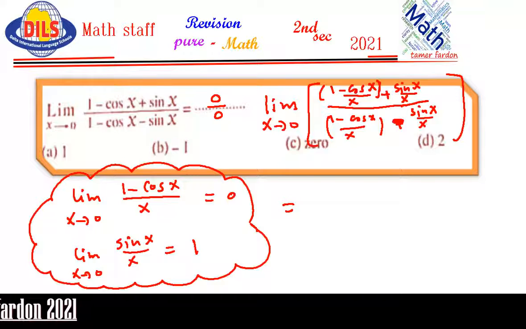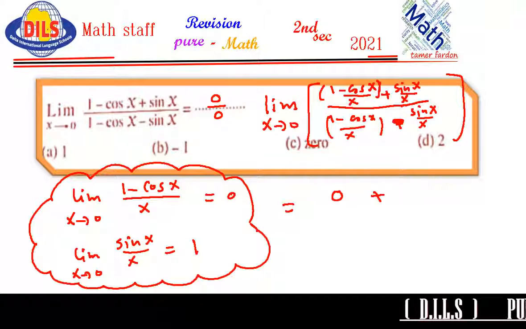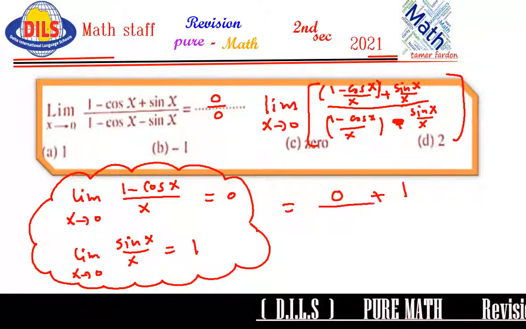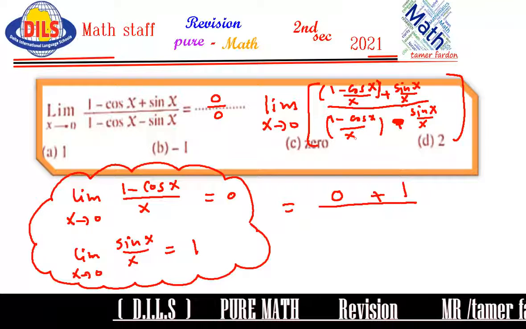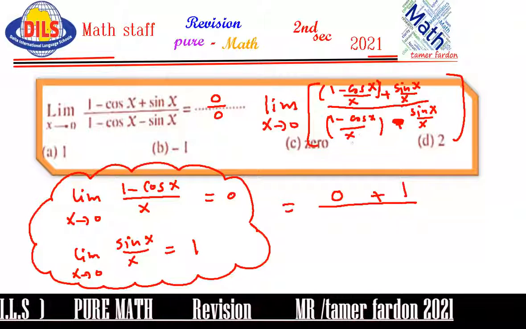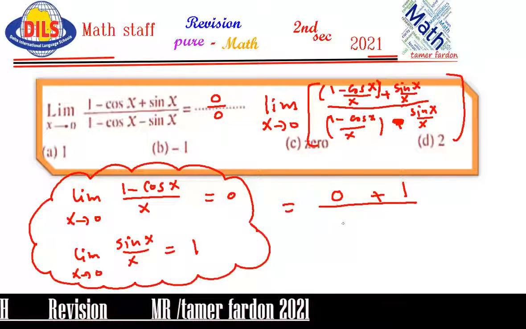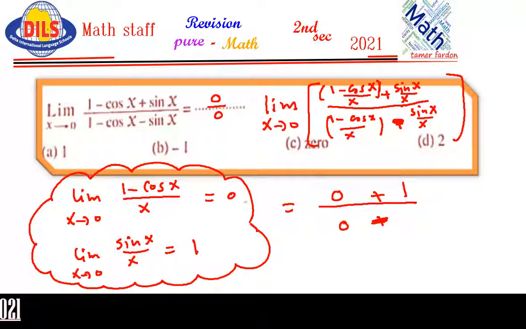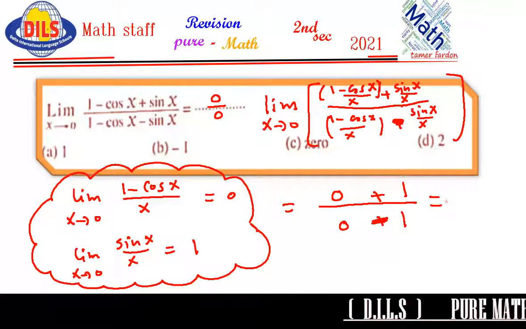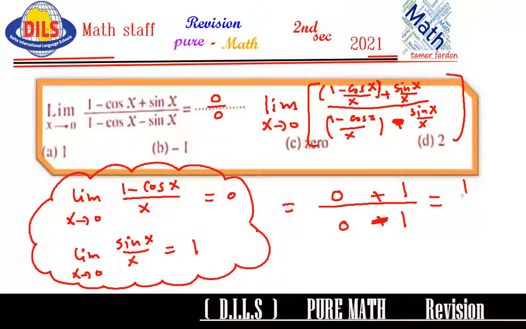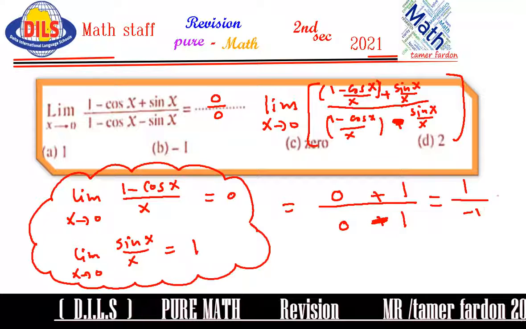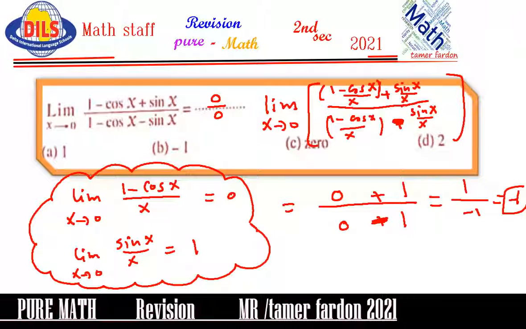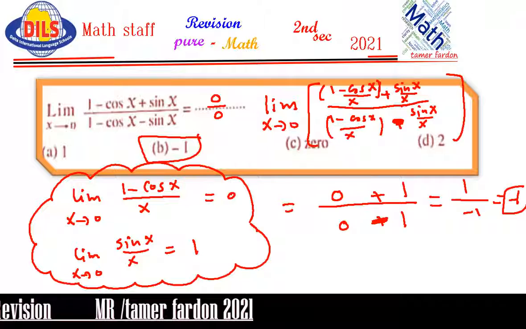At x tends to 0, the limit of 1 minus cosine x over x equals 0, plus sine x over x is 1. At the denominator, the limit of 1 minus cosine x over x when x tends to 0 is 0, minus sine x over x, which equals 1. So the limit is 0 plus 1, which is 1, over 0 minus 1, which is negative 1. So the correct answer is negative 1.